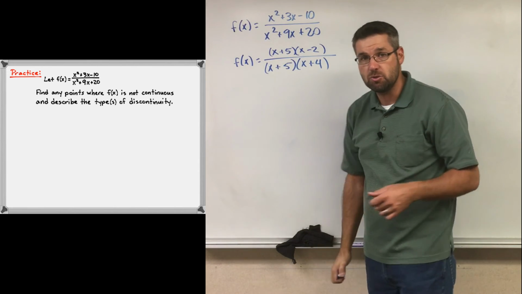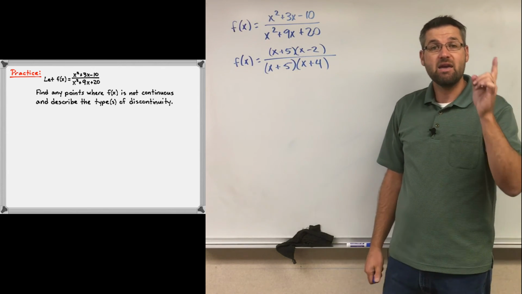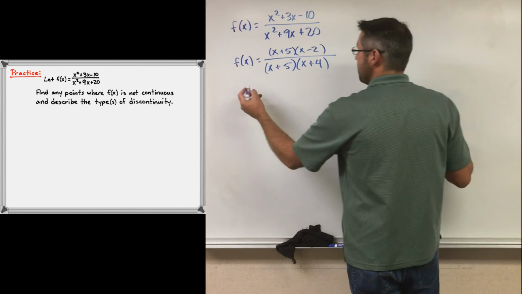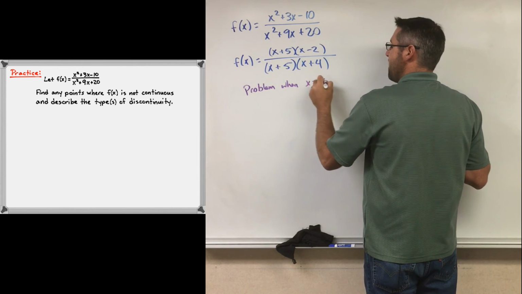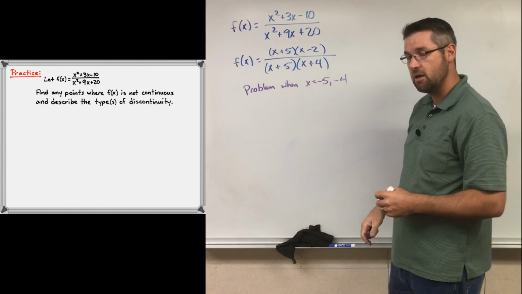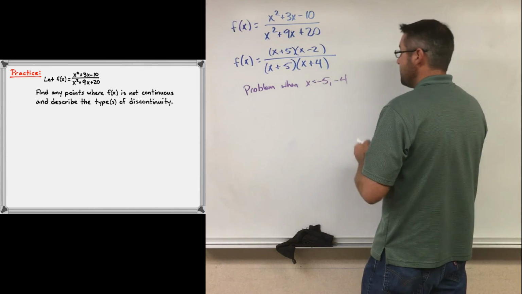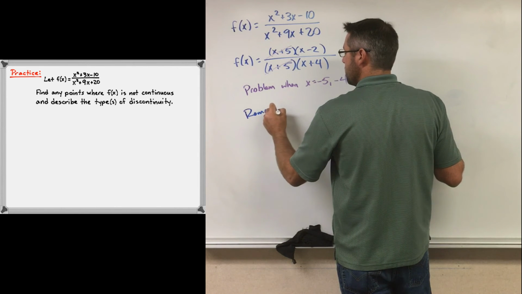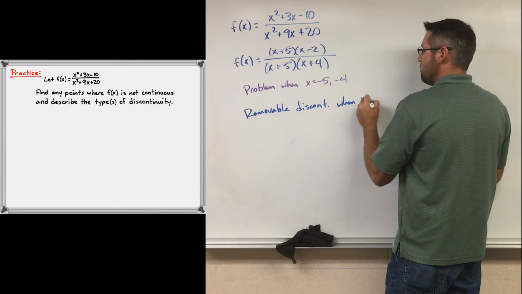Now remember the quick trick that I showed you. A removable discontinuity is something that goes away if when you factor, things cancel out or the problem cancels out. So here's what I'm going to say. I'm going to say we have some sort of problem when x equals negative 5 and x equals negative 4. Those are our two places that we have problems, because if I plug in negative 5, I get a 0 in the denominator. If I plug in a negative 4, I get a 0 in the denominator. Well, here's what we have. Since the x plus 5 and the x plus 5 can reduce, we would say that we have a removable discontinuity when x equals negative 5.